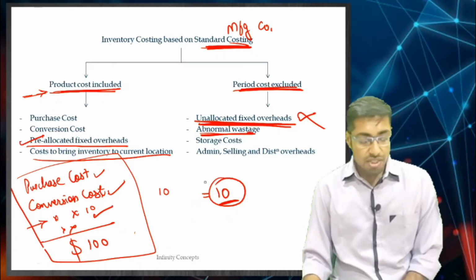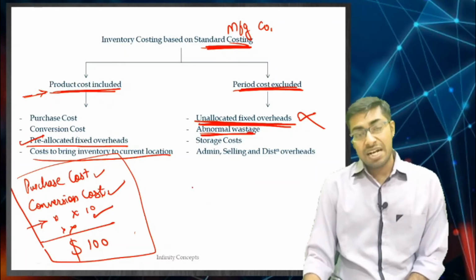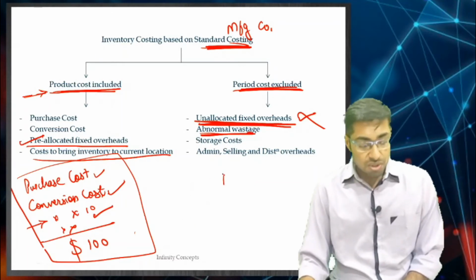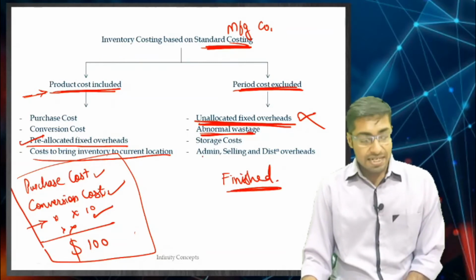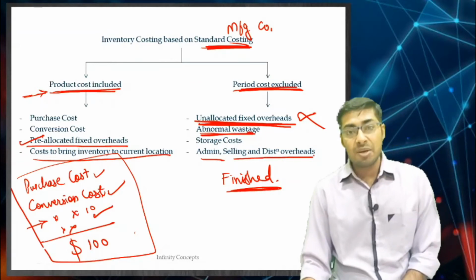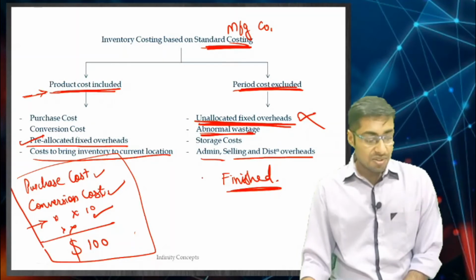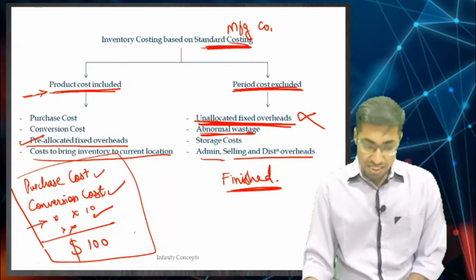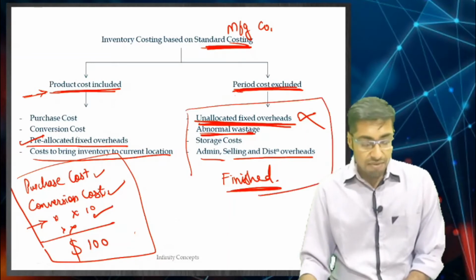Storage cost, storage of final inventory, that is your finished goods. Storage of finished goods will not be included over here, and admin, selling and distribution overheads will also not be included in the costing of this particular pen. Okay. So, this is what your period cost is. Period cost will not be included. So, all of these things you do not have to include.